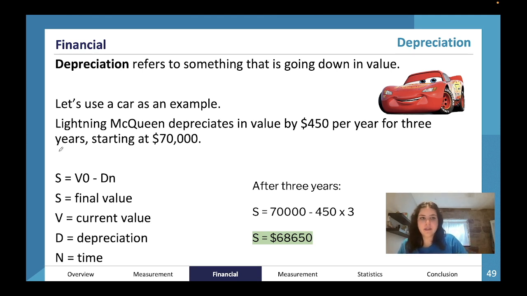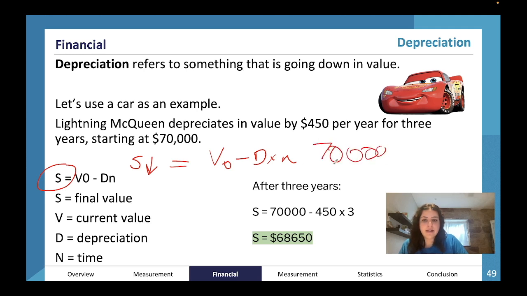So we have a formula here. Salvage value. So think of a car lot where they salvage cars for parts. Salvage value, our final value after all of the depreciation, is going to be V0. Don't worry about the 0, it's just V. Minus depreciation times number of time periods. So his original current value is $70,000 minus depreciation of $450 per year for 3 years. His salvage value, he's going to be worth $68,650 at the end of the 3 years.